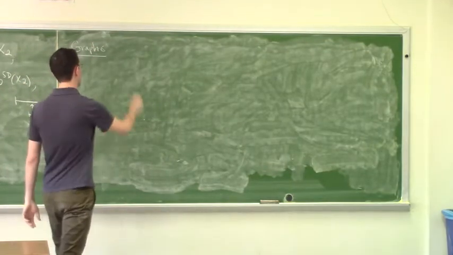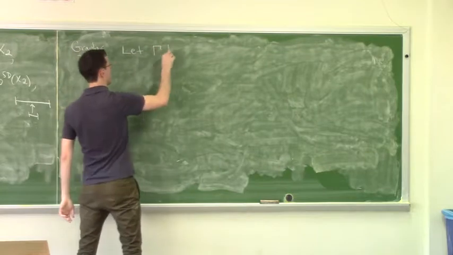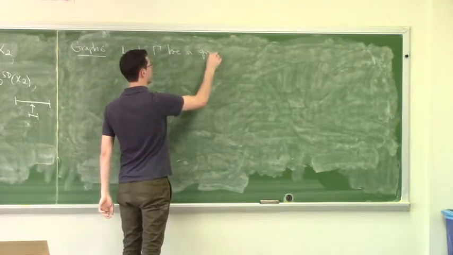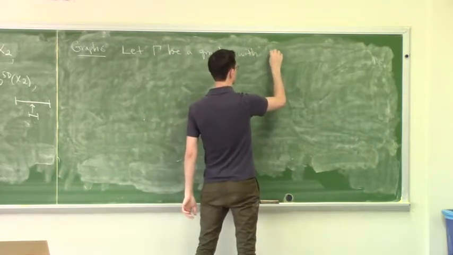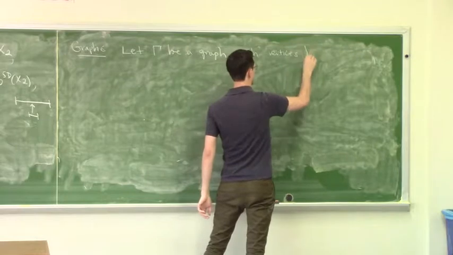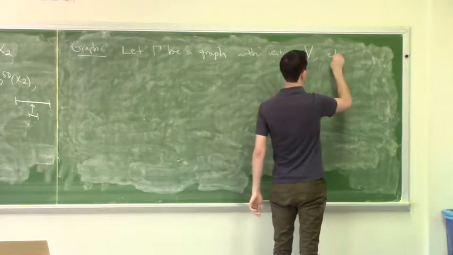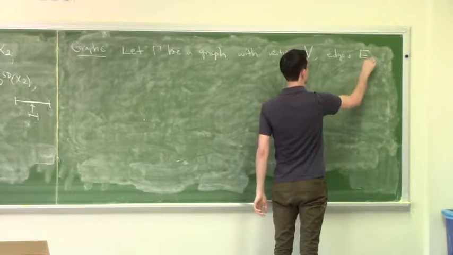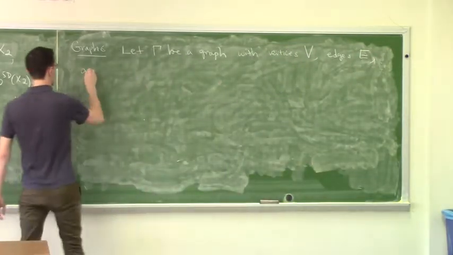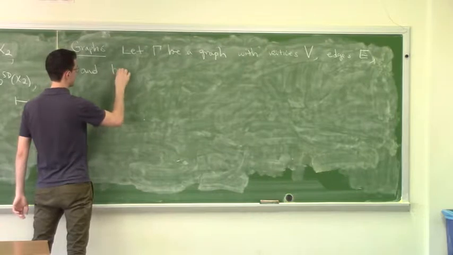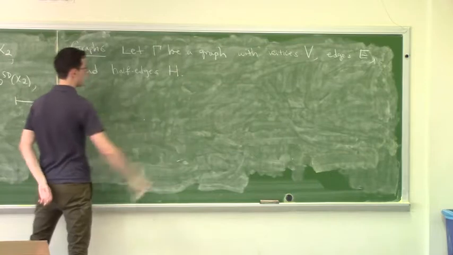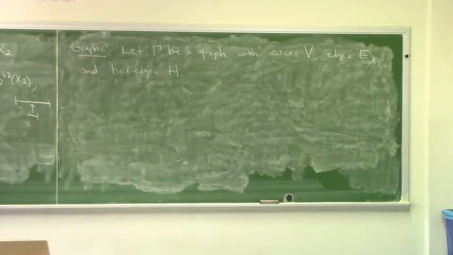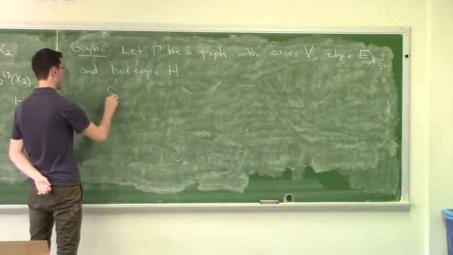So gamma would be a graph with a set of vertices V, a set of edges E, and a set of half edges H. And I want to define a chain complex called S of gamma.